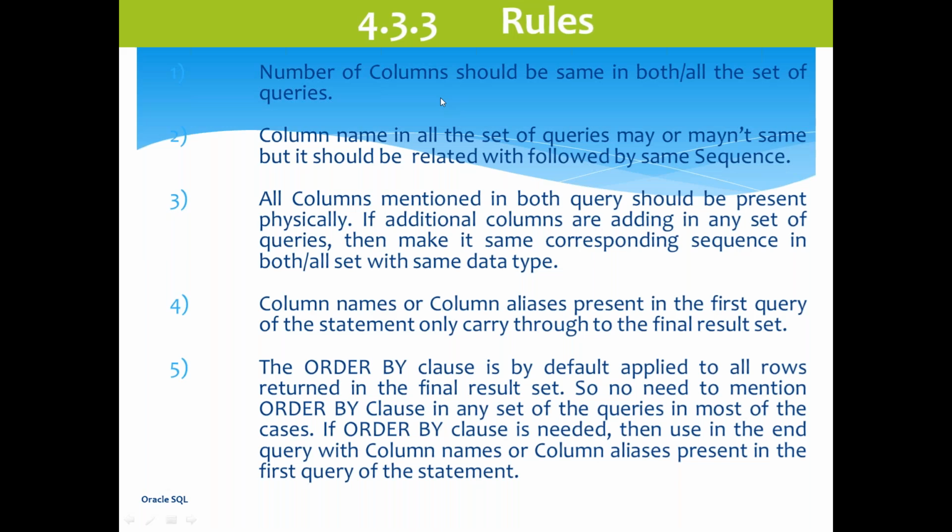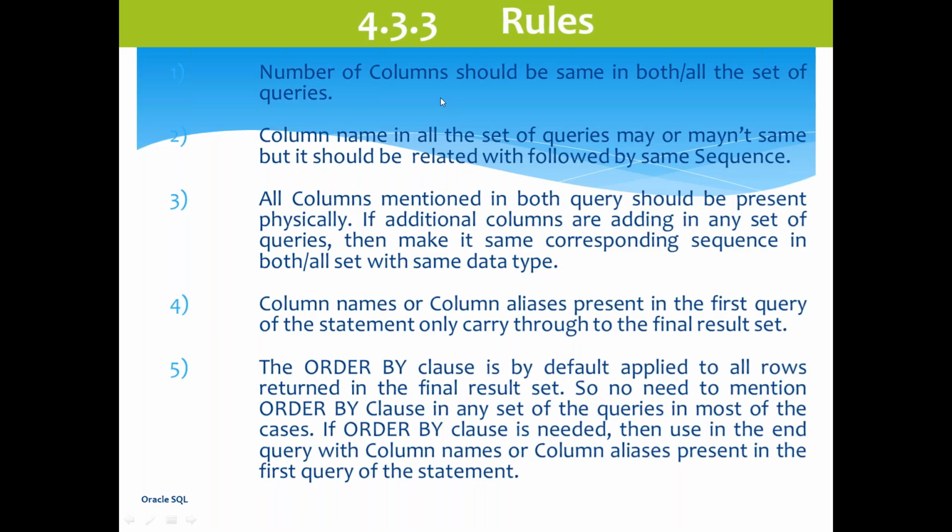So select star from table 1 we are taking, suppose there are 5 columns in table 1. Select star from table 2, that is 7 columns. So the column count is not same now, it will not work. Number of columns should be same. So the first point is, the number of columns in both the queries should be same. 5 and 5, 10 and 10, 1 and 1, 2 and 2, 7 and 7, 100 and 100, all should be same.